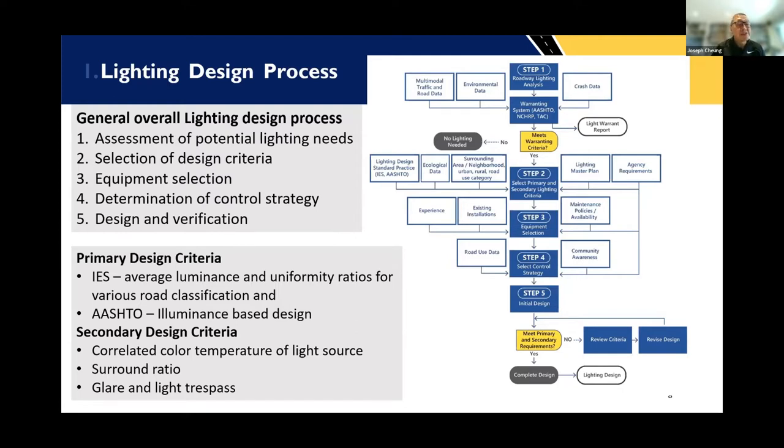Different types of design criteria. The major one, as I mentioned, is under the Illuminating Engineering Society, which looks at the road classification for that particular lighting type. And then there's AASHTO, which uses slightly different criteria. Then other things come into play, such as glare. All of us who travel on the roadway at times notice glare as we drive towards a streetlight. We have to take that into account to make sure it doesn't create discomfort glare that could affect a driver as they navigate through the roadway.